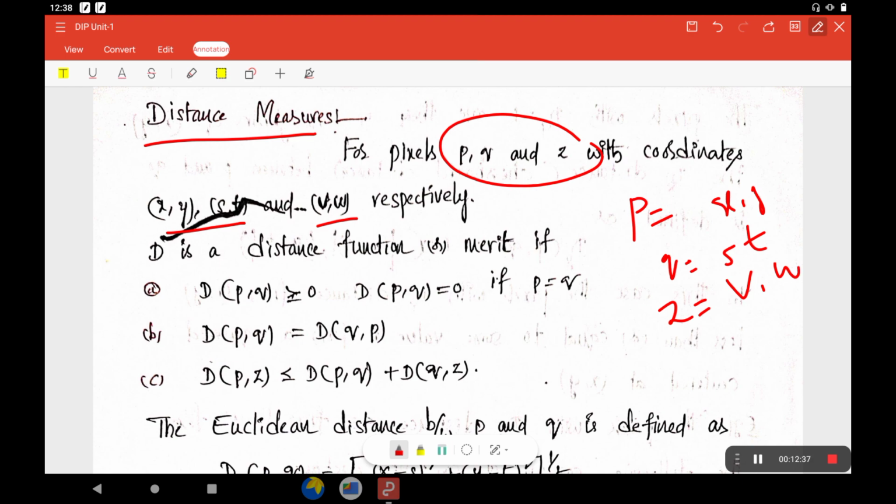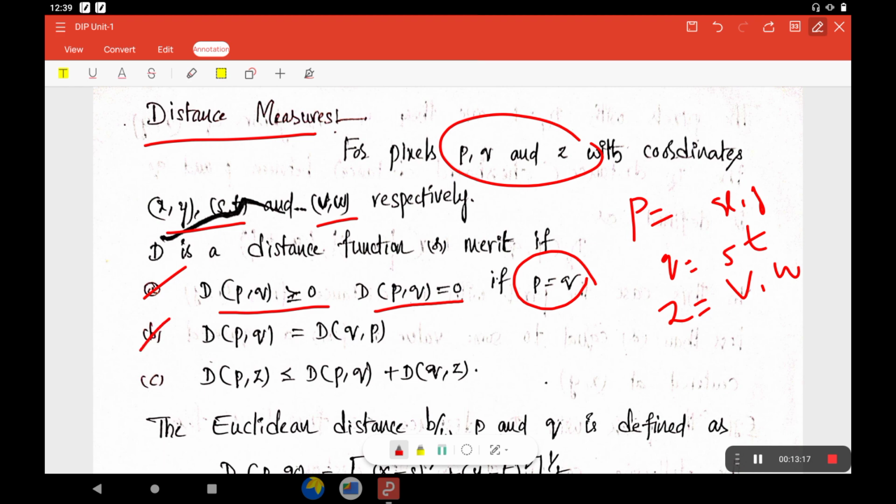Then D is a distance metric. These are some of the rules you have to follow. D of P comma Q, the distance between P and Q, is greater than or equal to 0, and D of P comma Q is equal to 0 if P and Q are the same. That means if the P pixel and Q pixel are the same, obviously we don't have any distance. If they are 2 different pixels, at that time the distance is compulsorily greater than 0.